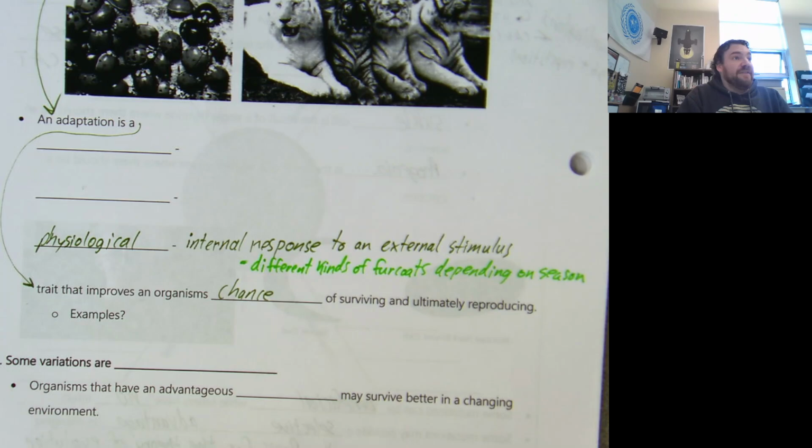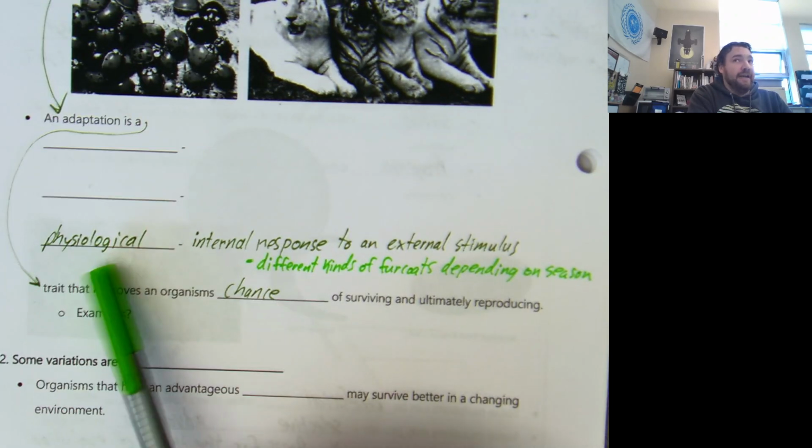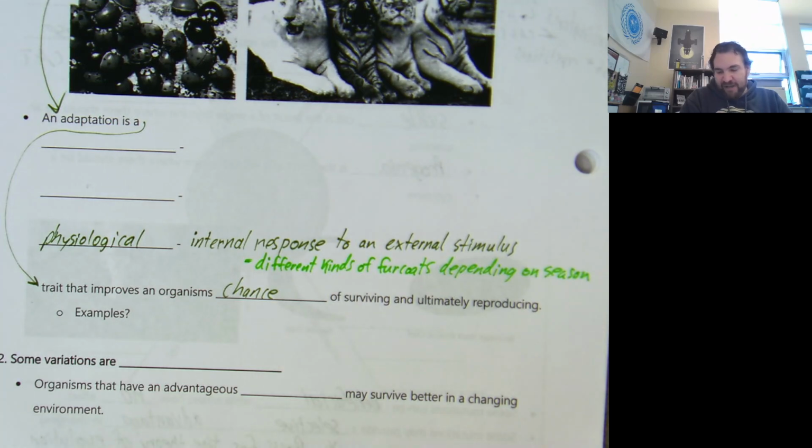Okay, give me another example of an adaptation. Brooklyn, you said just being in possession of fluffier or not fluffier fur. So ignoring the changing of the fur, the shedding is physiological.